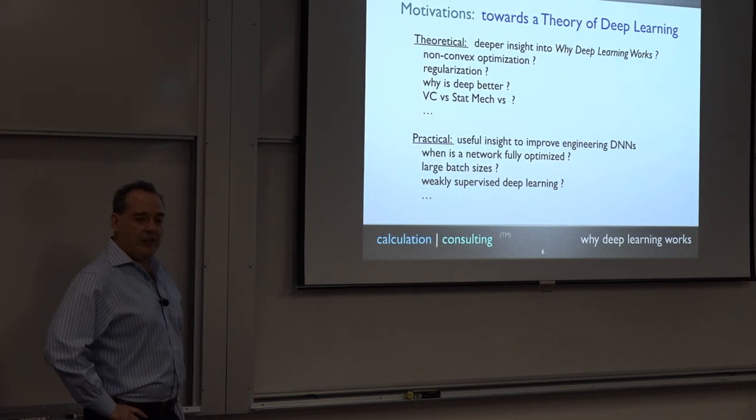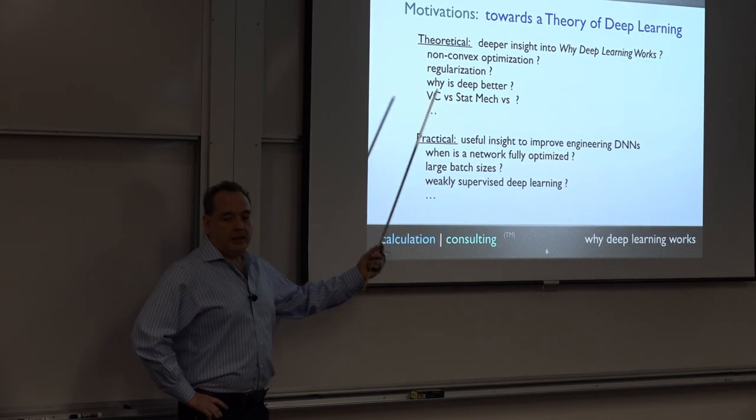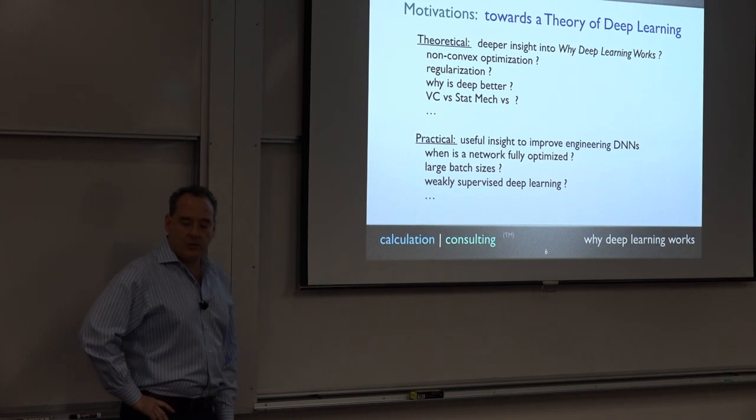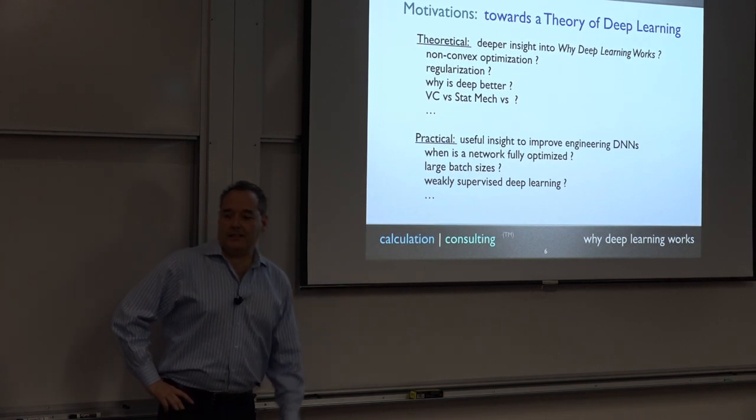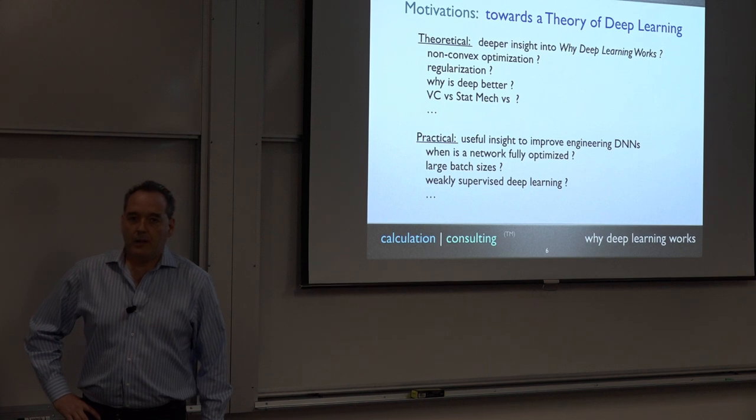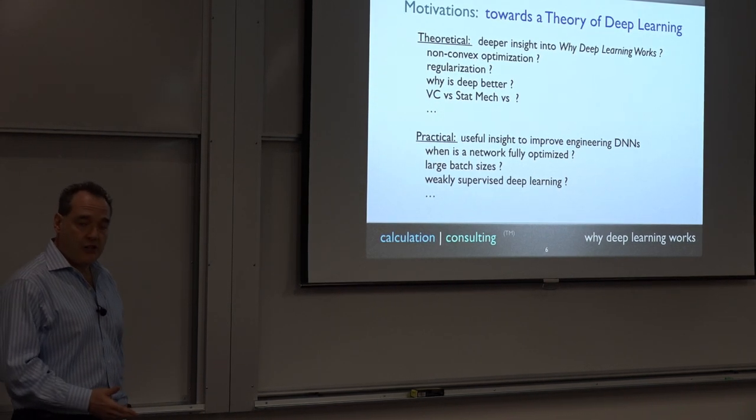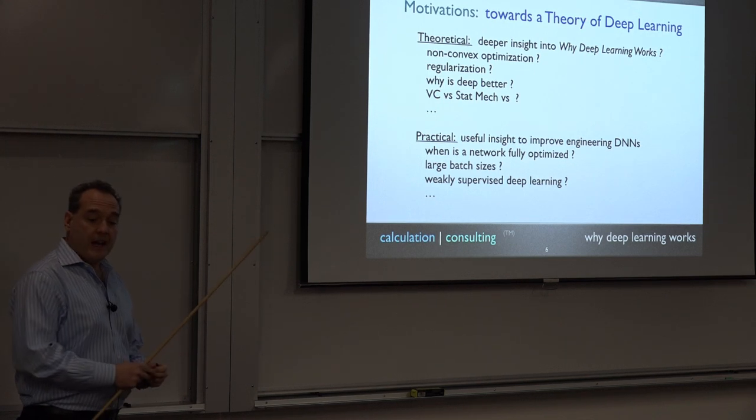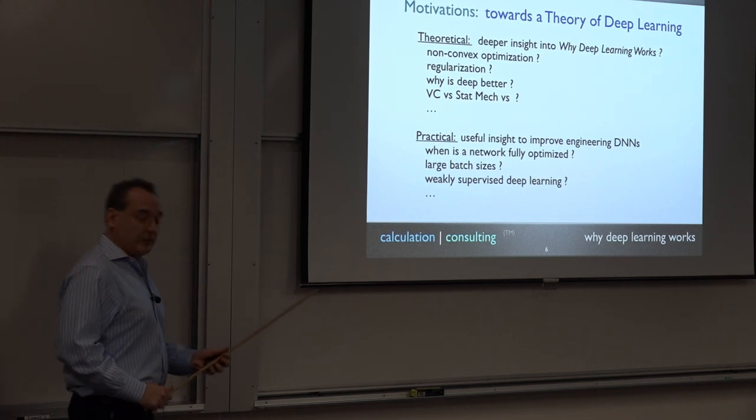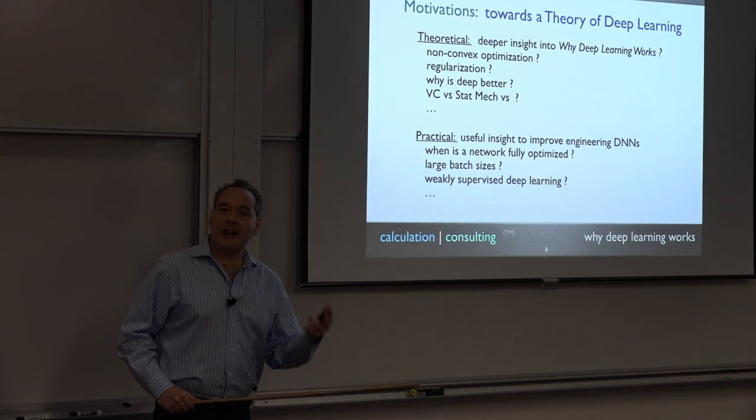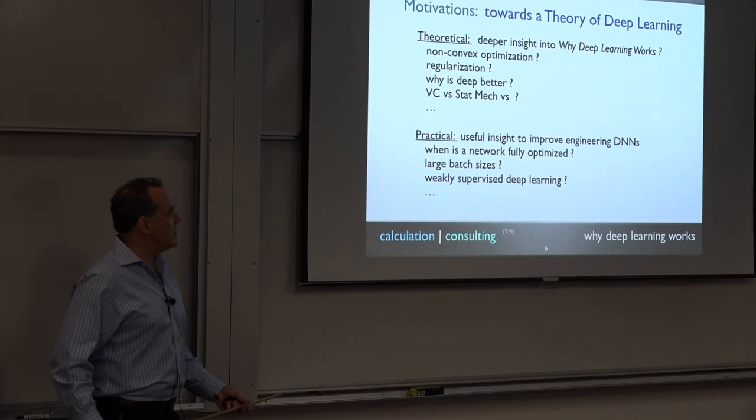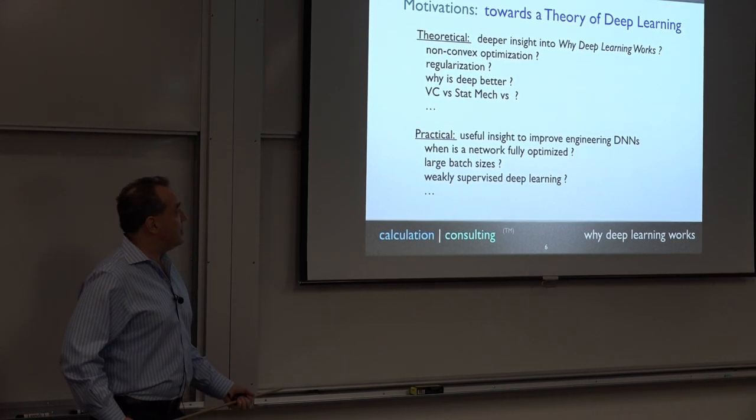I mean, in machine learning, we have VC theory. I studied statistical mechanics in school, and at that time, in the late 90s, neural networks were part of the purview of statistical mechanics. We have a lot of rich literature from statistical mechanics on how these systems work. But clearly what's going on today in practice is quite different than what we were doing in the 90s. So there must be some real differences here.